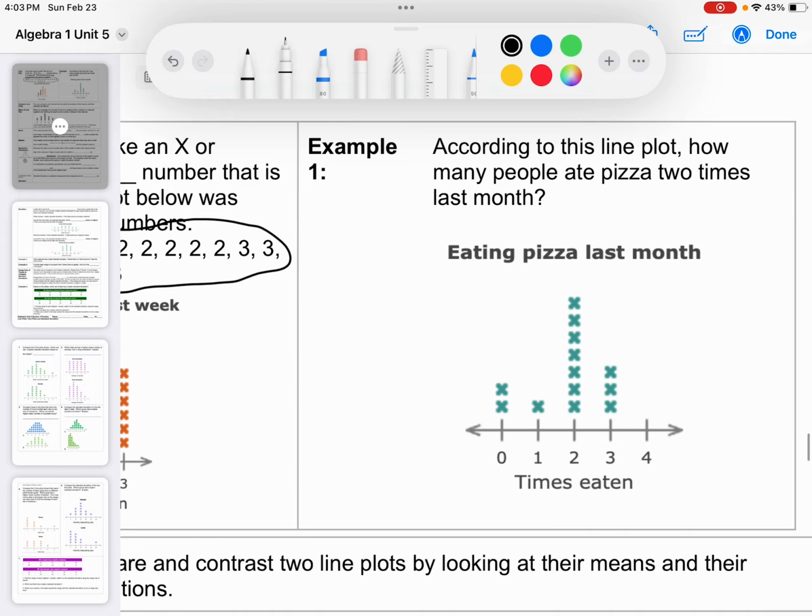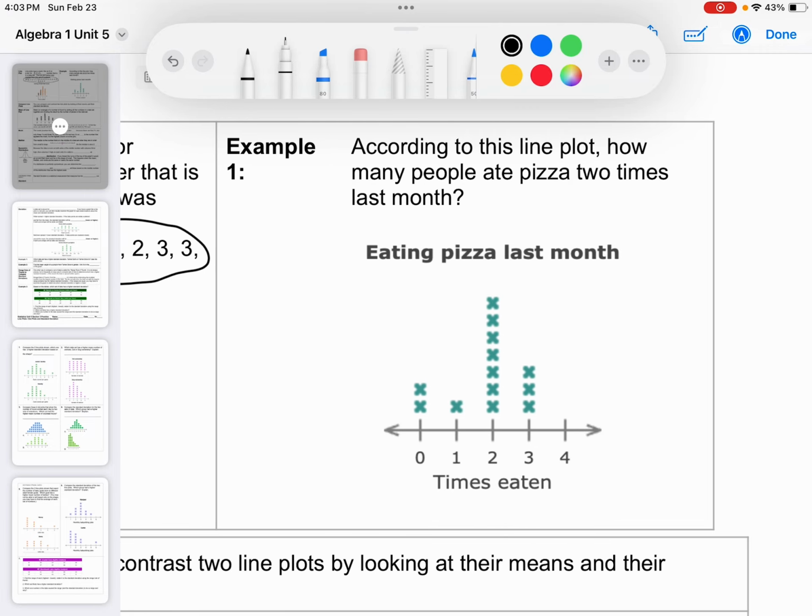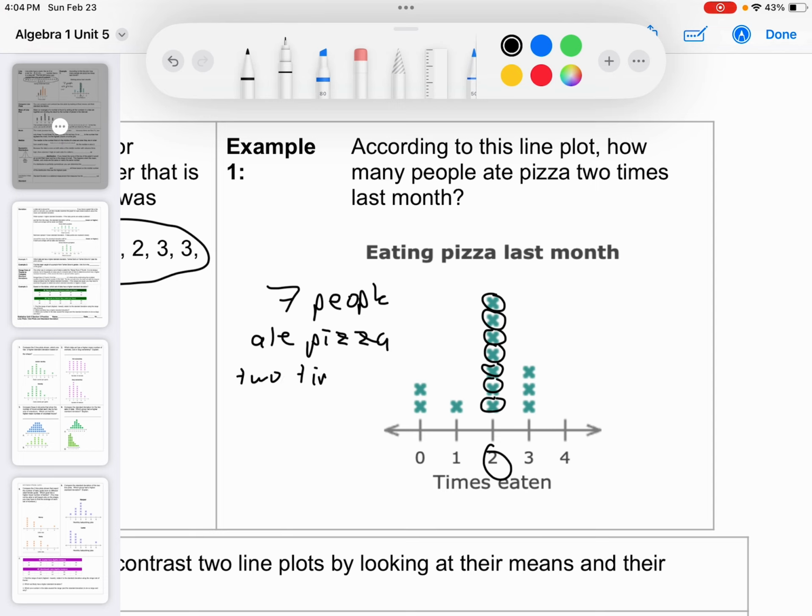If we're looking at this line plot, it's asking how many people ate pizza 2 times last month. Well, we find 2, and we just need to count how many X's are at 2. Let's see, there's 1, 2, 3, 4, 5, 6, 7 X's at 2. And so there are 7 people who ate pizza 2 times last month.